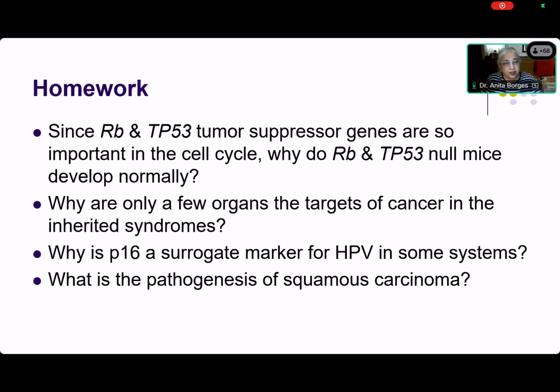Okay, now we come to the next question, and we'll take them one by one. The next question, I'll just enunciate it: why are only a few organs the targets of cancer in the inherited syndromes? I'm sure that people have answered this, and I'll just go to the next one, and then one by one we will discuss the answers to these questions.